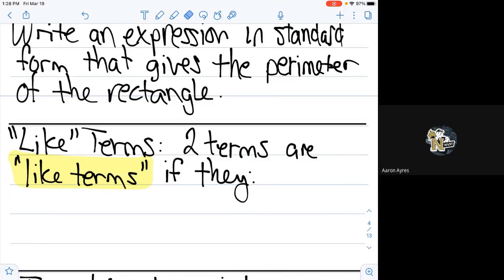So Coleman, how did you guys fill in the blank? Two terms are like terms if they what? Have the same exponent or variable? I heard conflicting answers there. Variable. Okay. What do you guys think about that? Two terms are like terms if they have the same variable, right?